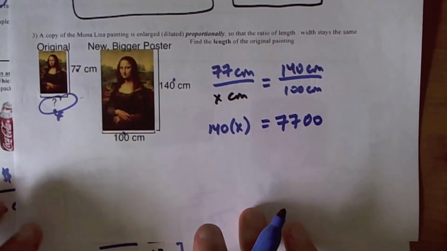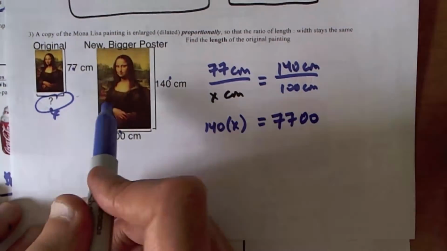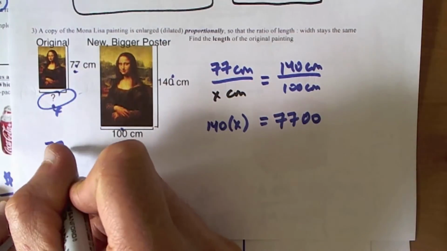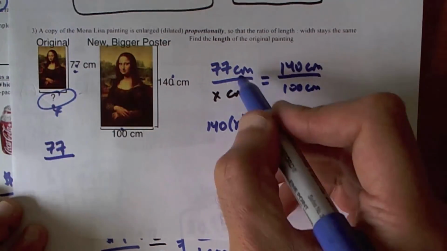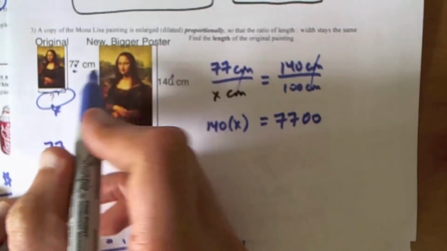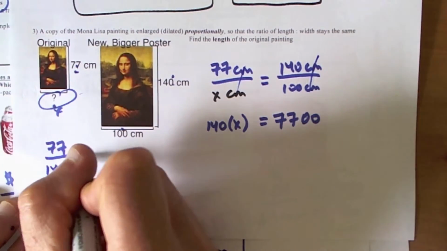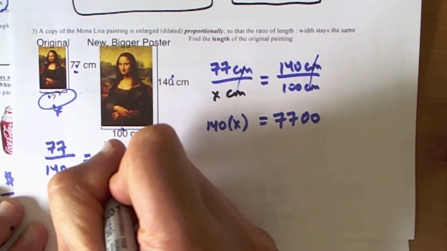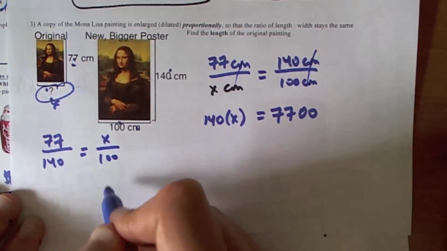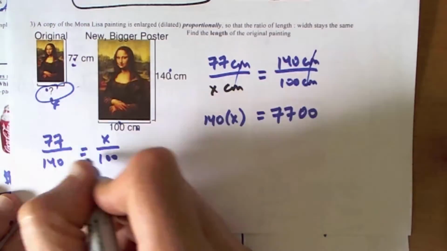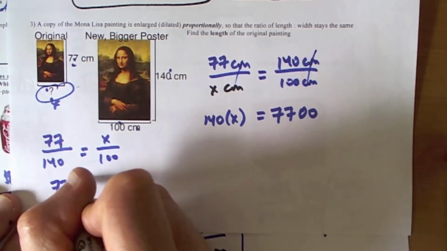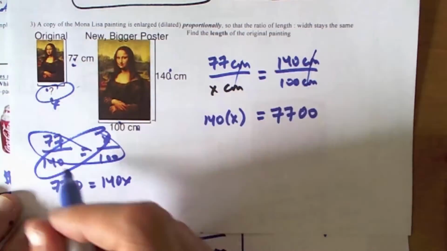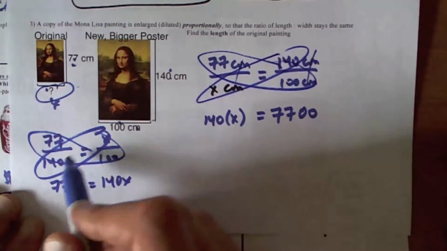Okay. But let's say you didn't do it that way. What if I did this? 77 to 140. I'm going to drop the units because we don't actually need units, it's a ratio. 77 to 140, would that be the same as this is to this? X is to 100. Let's see if this produces the same thing. If I cross multiply, notice I get 7700 equals 140x, right? If I cross multiply, look, it was the exact same thing.